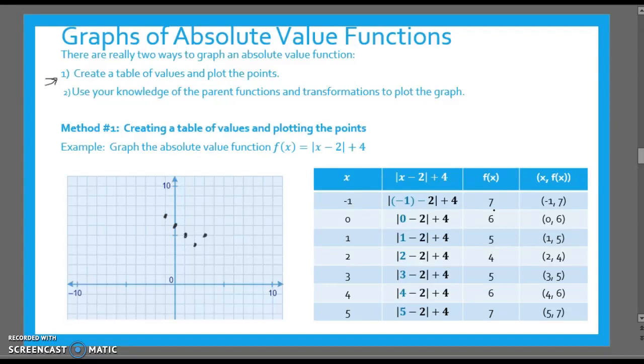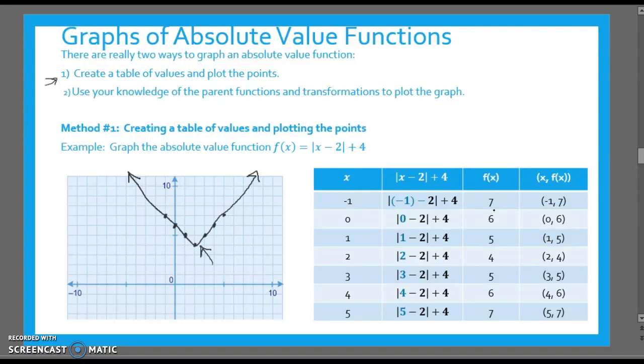Okay. 4. 4 minus 2 is 2. The absolute value of 2 is still 2. 2 plus 4 is 6. So 4, 6. And then 5, same story. I get 5, 7. So there's my dots, and I can connect them with a straight line. At least I can try to connect them with a straight line. And there's our graph. I want to show you something.